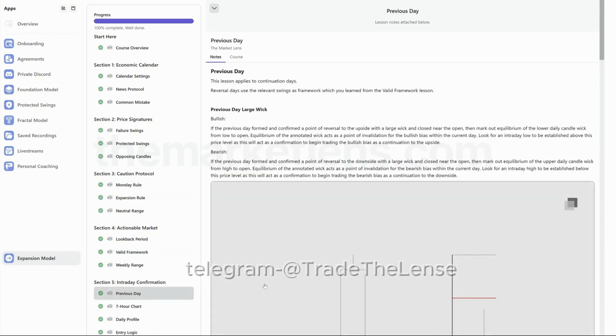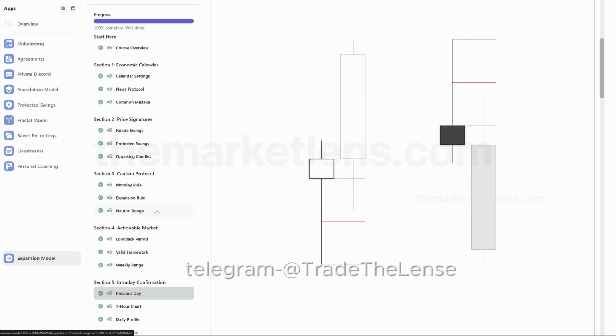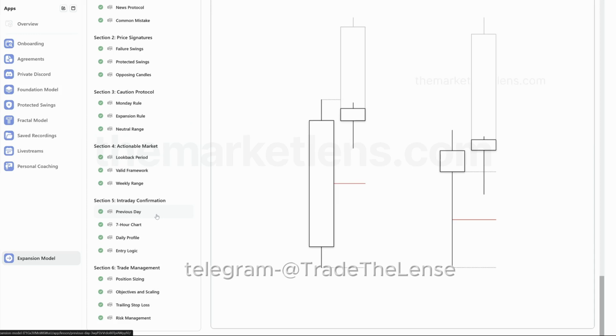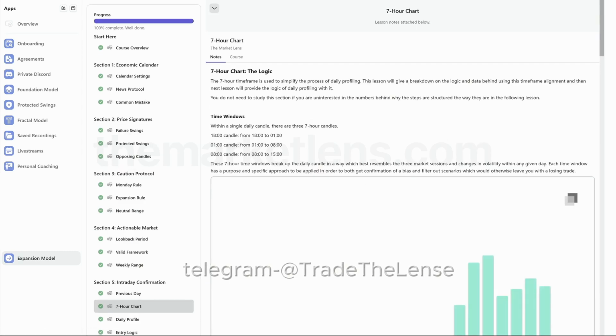And the previous day, of course, it applies to when you're trading the continuation. We can go down to intraday. So that's part of your intraday confirmation. That's setting the invalidation point. And then this here is when we're going to start getting into the confirmation piece alongside that invalidation point. And the 7-hour time frame is what we're going to be using for daily profiling.